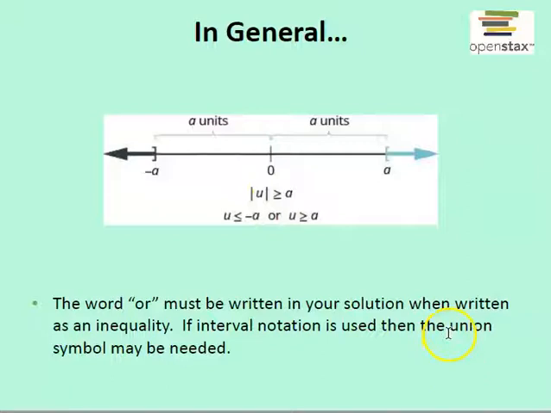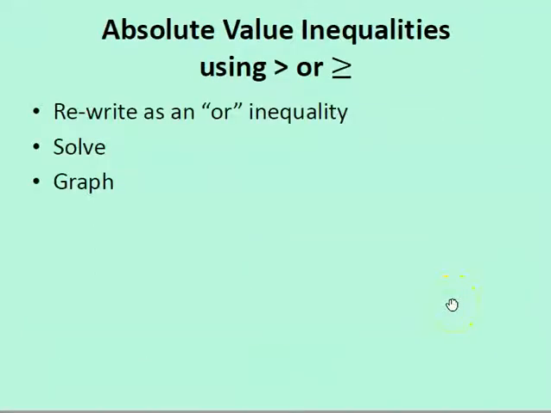A little note down below: when we're writing our solution set, if we're writing it as an inequality or using set builder notation, we have to use the word OR, but if we're writing interval notation, we'll use the union symbol to represent each of those intervals. All right, so in general, if we have an absolute value inequality using greater than or equal to, we're going to rewrite it as an OR inequality. We could use the graph to help us. Then we'll solve, and then we'll graph the solution set.